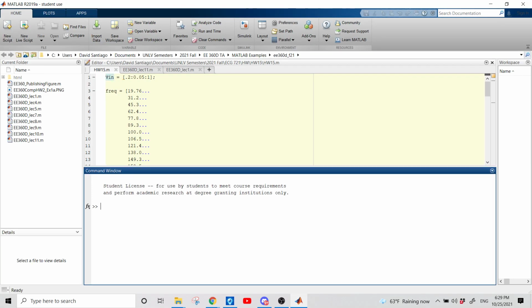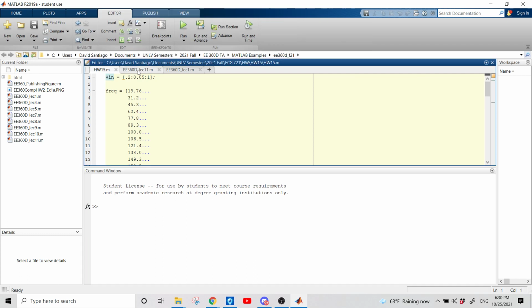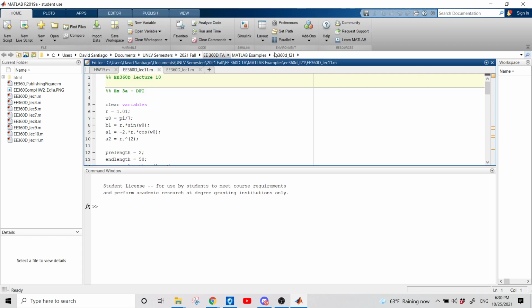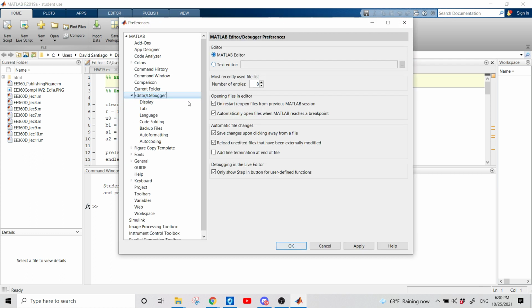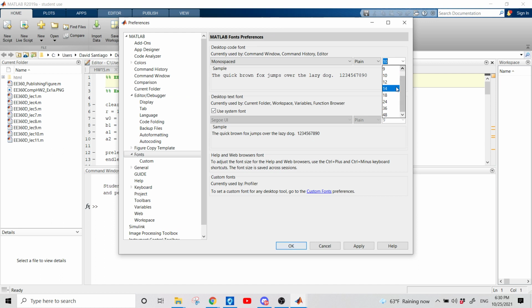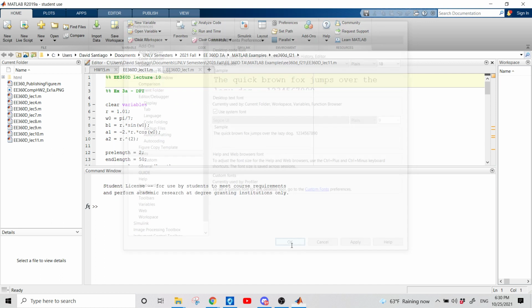You can type it into MATLAB. And, where's my mouse? There it is. We did some work last time, and I can't see that. How to change font preferences. Font 18.